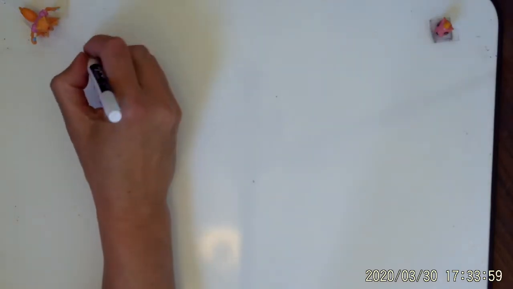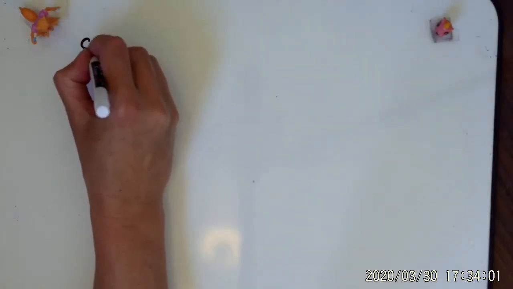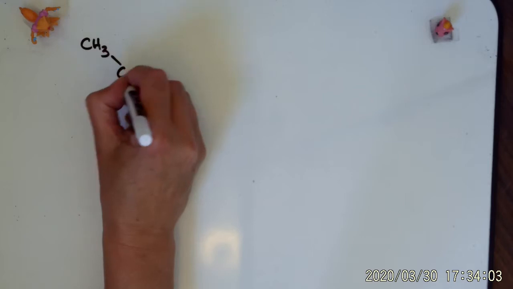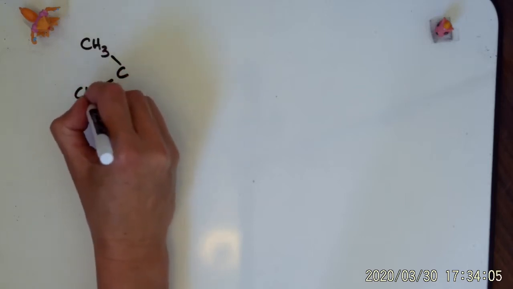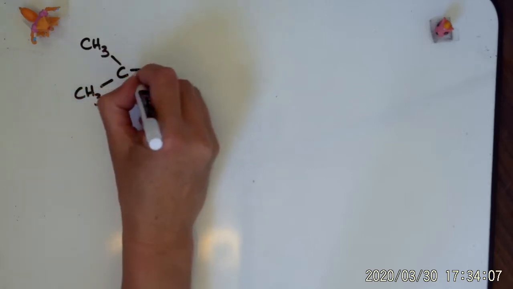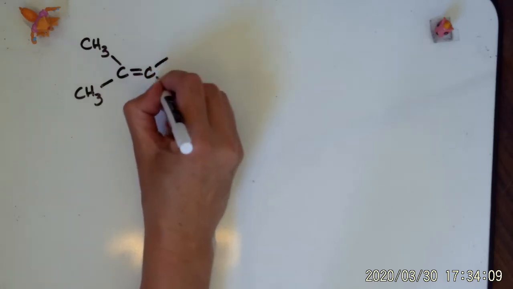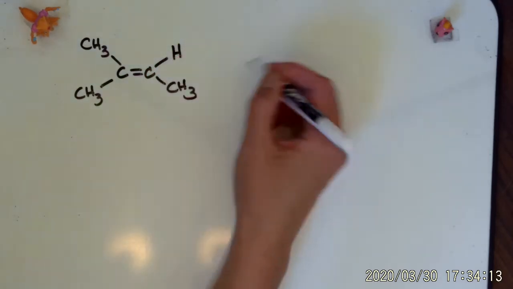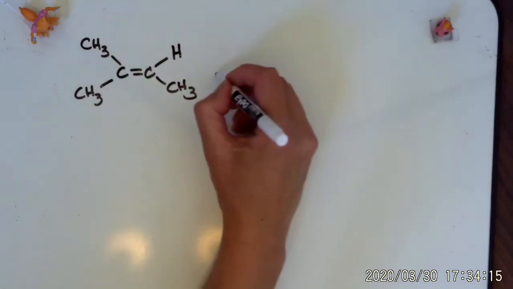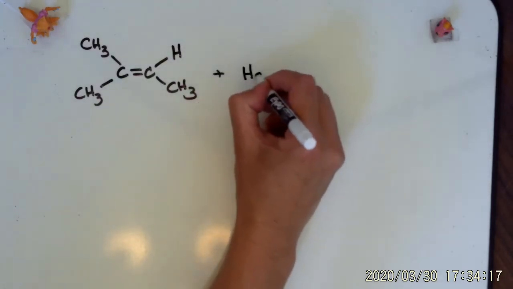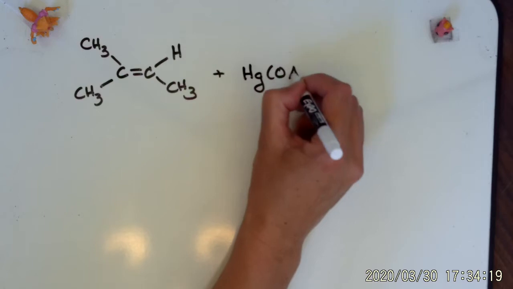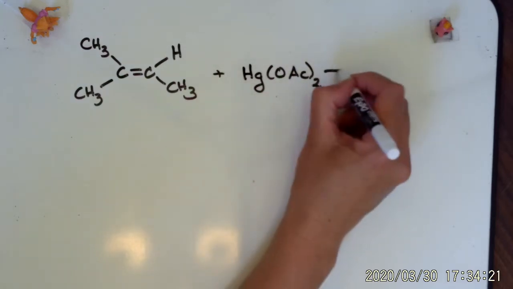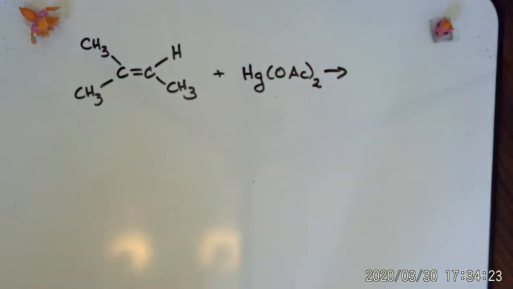Okay, so let's do this example. Let's suppose I take something like 2-methyl-2-butene, and I add in my mercuric acetate. So let's look at the mechanism on this.